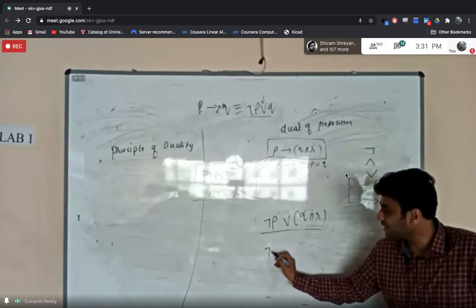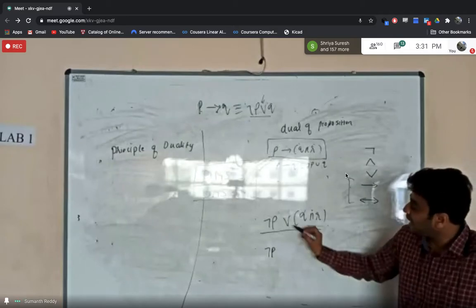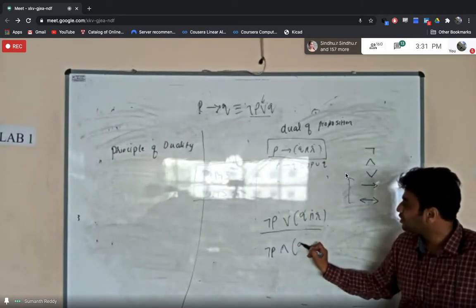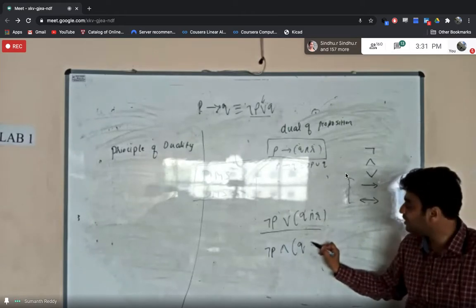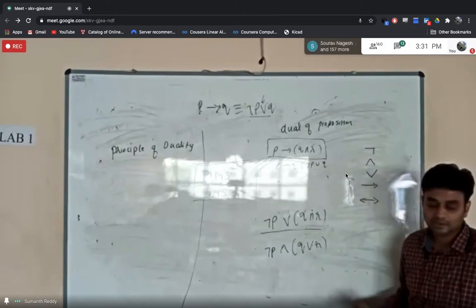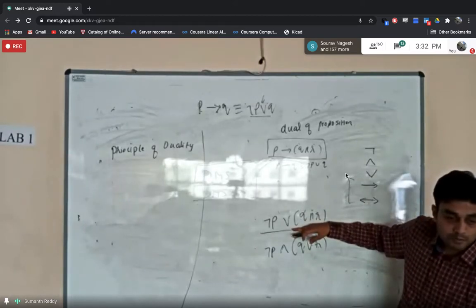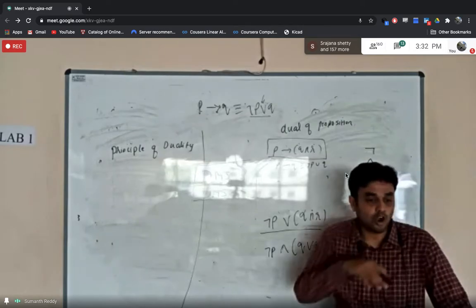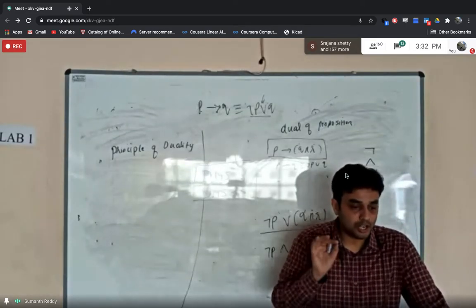If I have negation of P, write the same thing. I have the disjunction here, write conjunction. Next Q, I have the conjunction here, replace that with the disjunction R. So now this is the compound proposition and its dual is this one. Now you have an idea how to find the dual of the proposition.